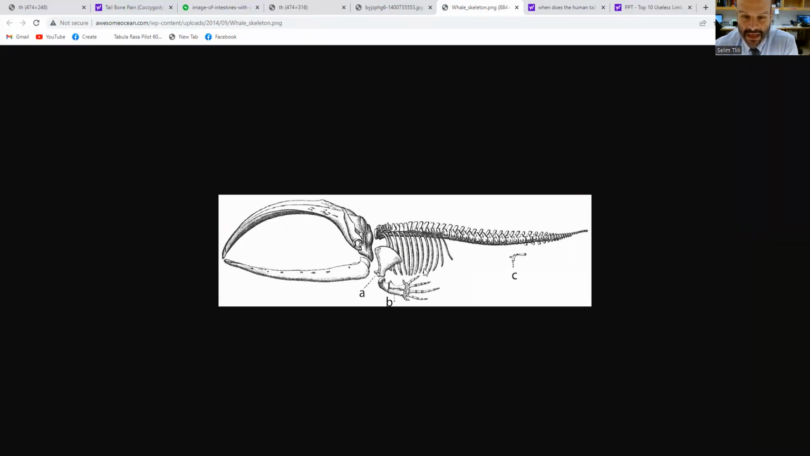Now, what likely happened with the whale was, give or take 50 to 150 million years ago, some organism evolved from land and moved back into the ocean. This remaining pelvic bone is evidence of that.